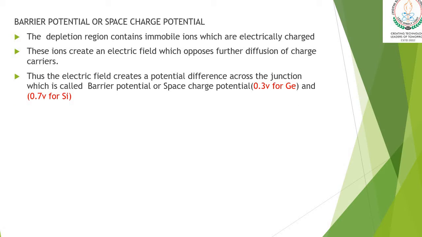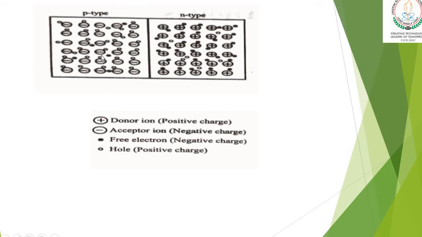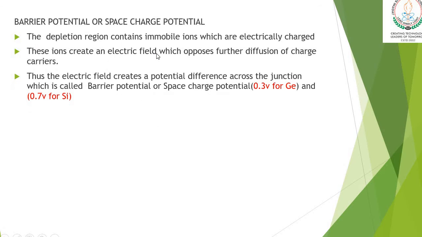Barrier potential or space charge potential. The depletion region contains immobile ions which are electrically charged. These ions will have an electric field which opposes further diffusion of charge carriers. So going back again to the diagram, I told you you have the P type with the negative and the N type with positive. So negative and positive, you have a small amount of electric field. So this electric field will have a potential, and that is called the barrier potential or space charge potential.